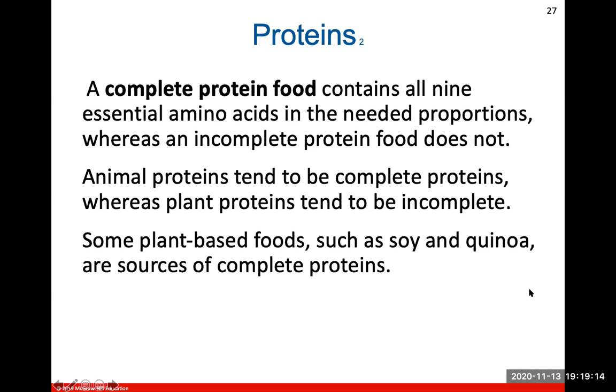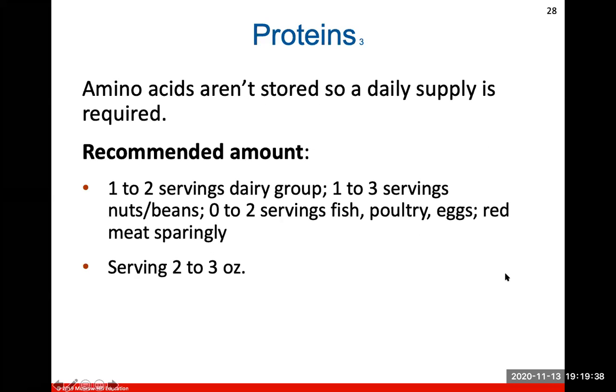A complete protein food contains all 9 essential amino acids in the needed proportions, whereas an incomplete protein food does not. Animal proteins tend to be complete, whereas plant proteins tend to be incomplete. And some plant-based foods, such as soy or quinoa, are sources of complete proteins. Amino acids aren't stored, so a daily supply is required, and a recommended amount is 1 to 3 servings of nuts or beans, 0 to 2 servings of fish, poultry, eggs, and red meat sparingly.